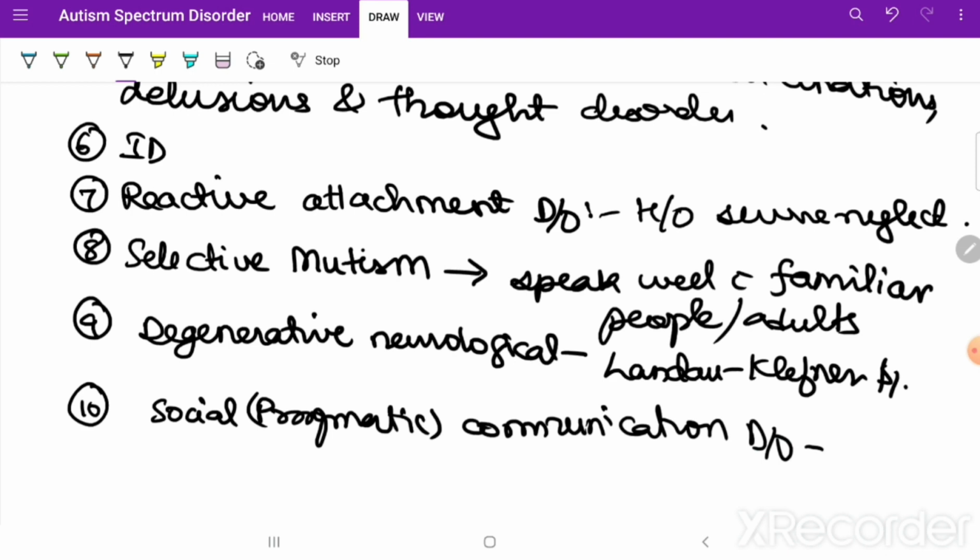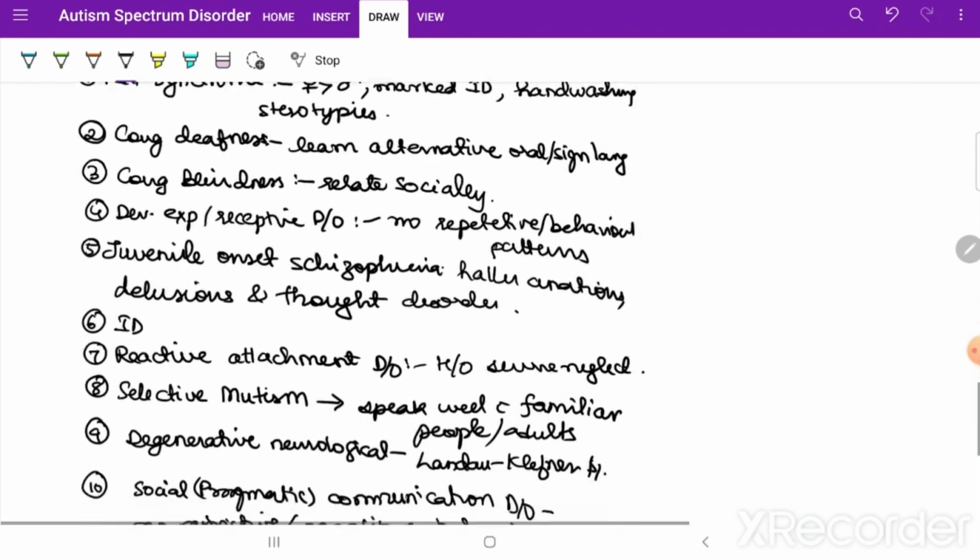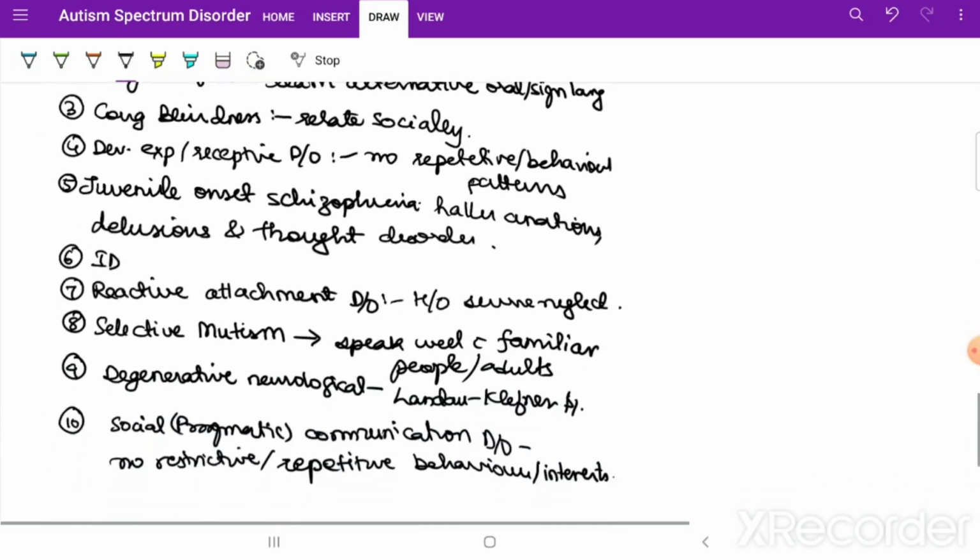It overlaps with ASD in the domain of social interaction and communication, but there are no restrictive, repetitive behaviors or interests in these children. Okay, so this was about the differential diagnosis which you need to know, which you can write for a case of ASD.